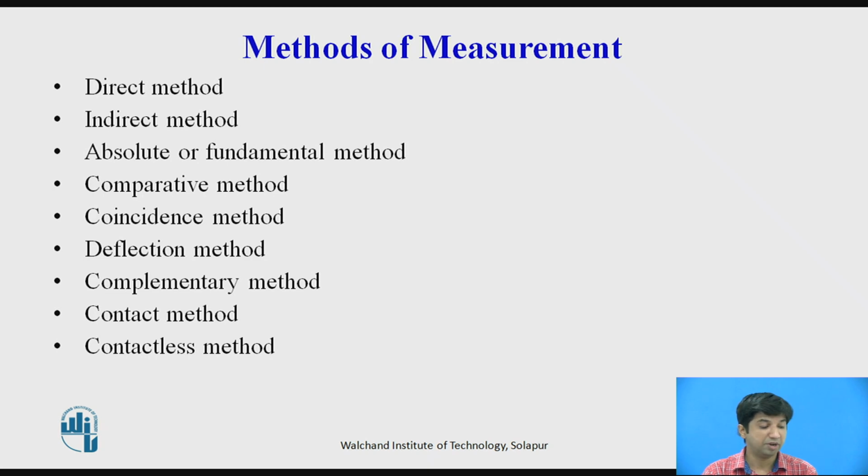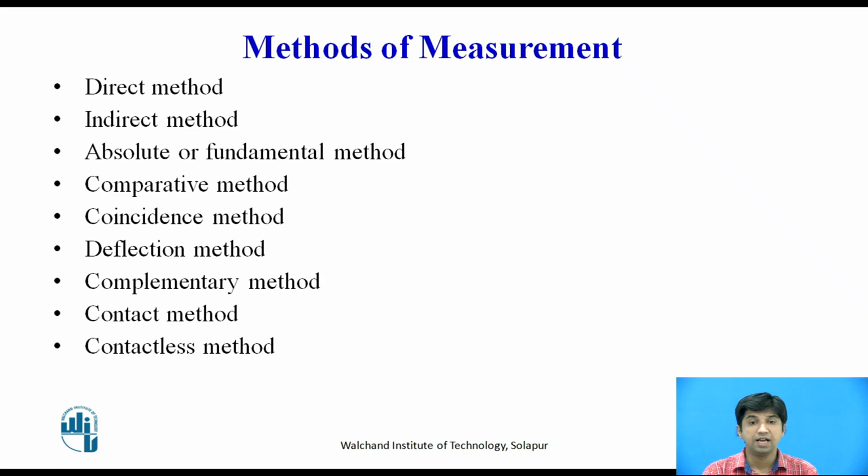Indirect method of measurement. In the indirect method, the value of the quantity to be measured is obtained by measuring other quantities which are functionally related to the required value. Example, angle measurement by sine bar, in which you find the angle by using the height and the distance between the rollers. The height is the slip gauge height, and the distance between the rollers in the sine bar is already given. So then you are finding the angle.